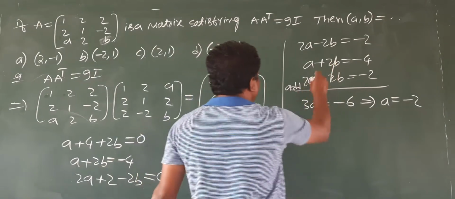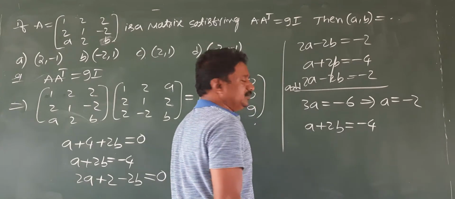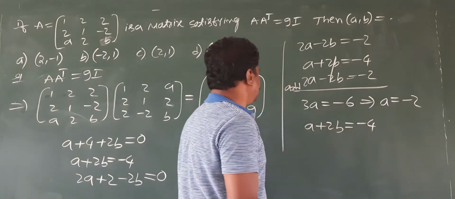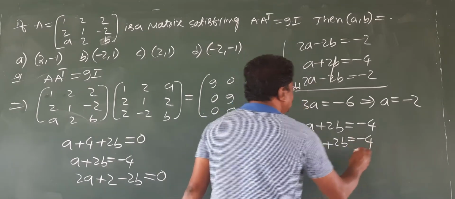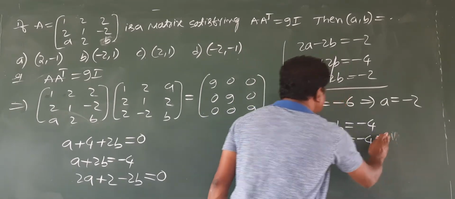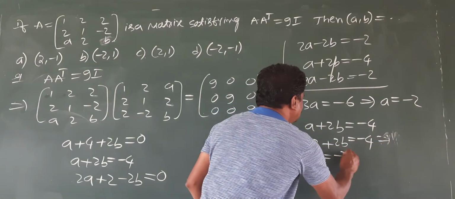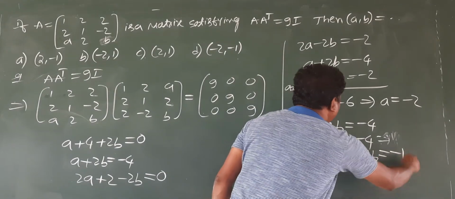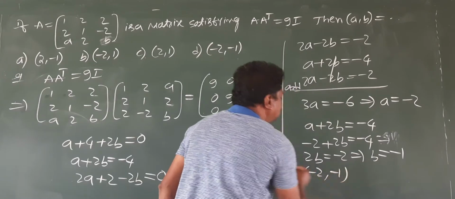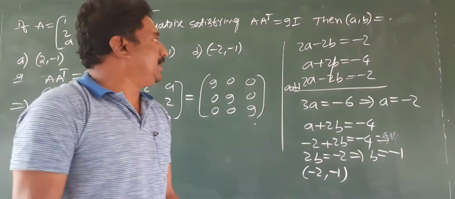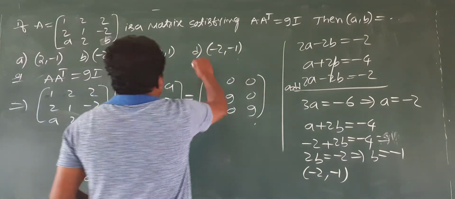a plus 2b is equal to minus 4. Tell me the a value, students. Minus 2. Minus 2 plus 2b is minus 4. So 2b is equal to minus 4 plus 2, which is minus 2. This implies b is equal to minus 1. Tell me the required ordered pair. Minus 2 comma minus 1. This is the required ordered pair. Tell me the option which is correct. Minus 2, minus 1: option D is correct.